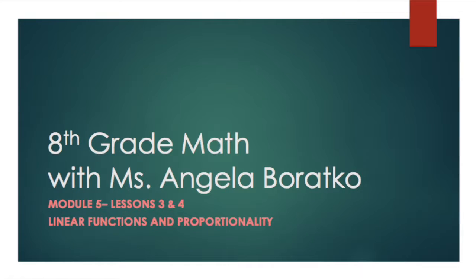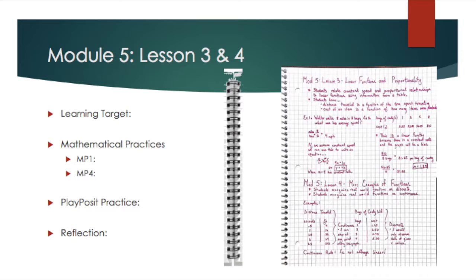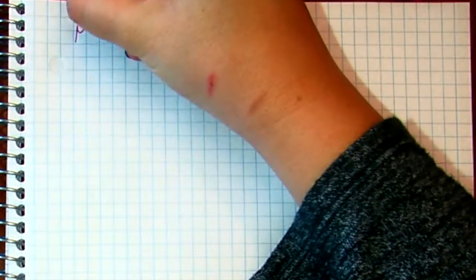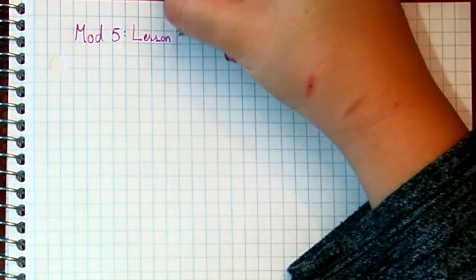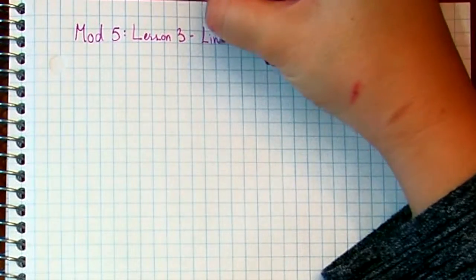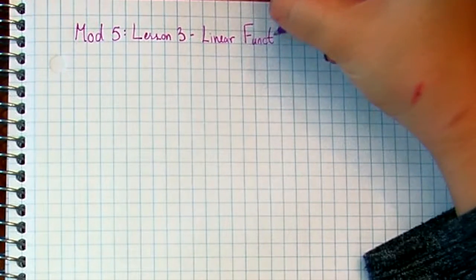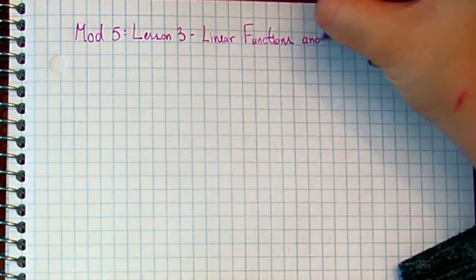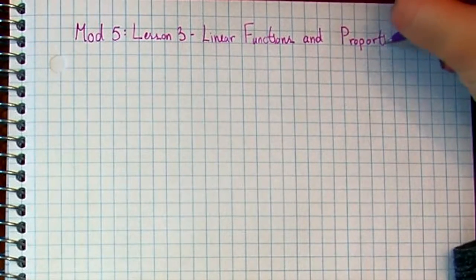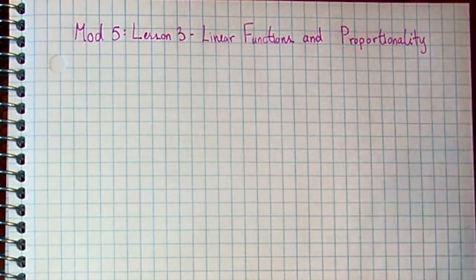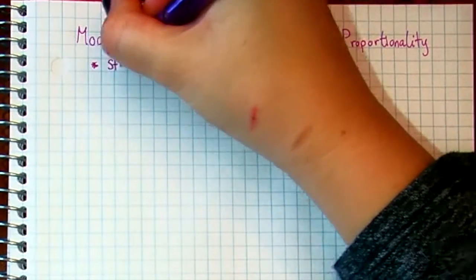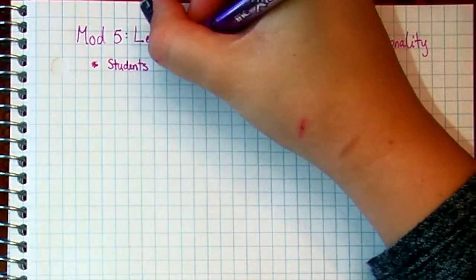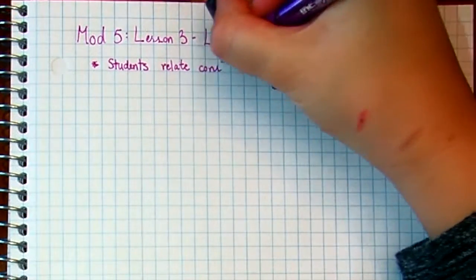Hi everyone, today we're looking at Module 5, Lessons 3 and 4, and we're going to start looking at linear functions and proportionality. Now, Lesson 3 starts with linear functions and proportionality. And the proportionality that we're talking about is in the constant rate of the function, which is represented by our slope.